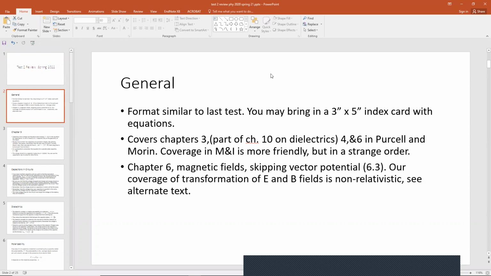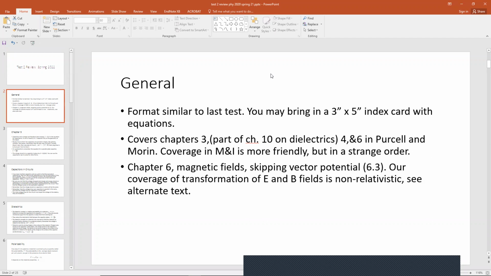Now, there's some sections in chapters 3, 4, and 6 that we're going to skip. For example, we're not covering the vector potential stuff, which is in chapter 6, section 3. And in our coverage of the transformation of electric and magnetic fields, I'm only doing the non-relativistic stuff. The E and B transformation in Purcell and Morin is in chapter 5, but we're skipping that entirely because it's all special relativity, so we're not doing that.